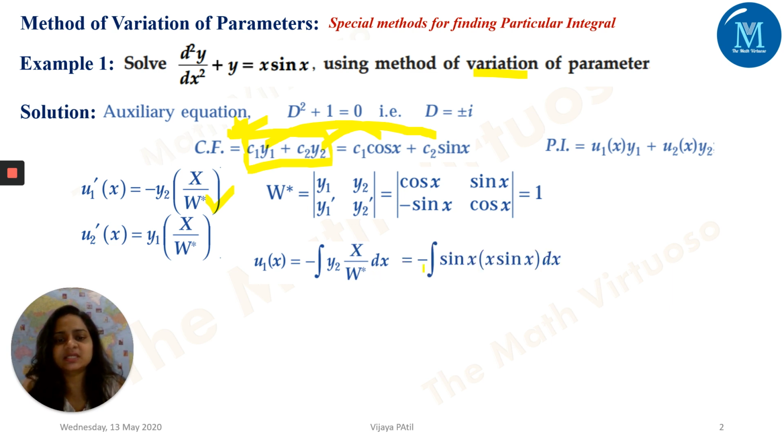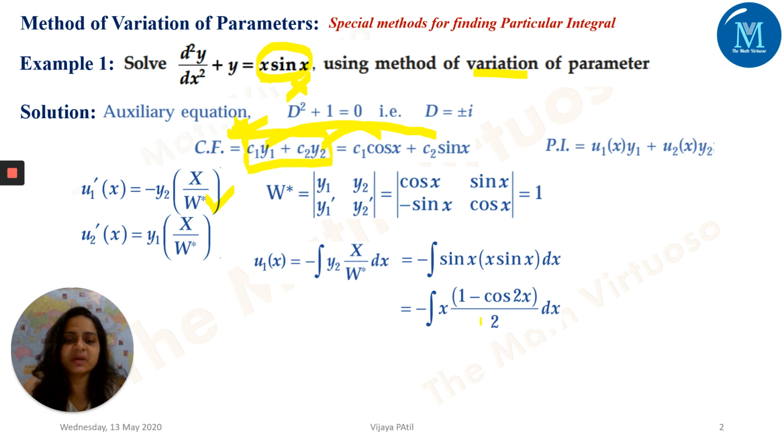In the present case, it is minus the integral of sin x, which is the y2 part, into X. What is X? X is x sin x, which is given to you here. This is the capital X given to you. So it's the integral of sin x into x sin x dx. Now sin square x is 1 minus cos 2x by 2. Just multiply it. After multiplication, I get the integral of minus x upon 2, and minus minus becomes plus, so plus x cos 2x by 2.